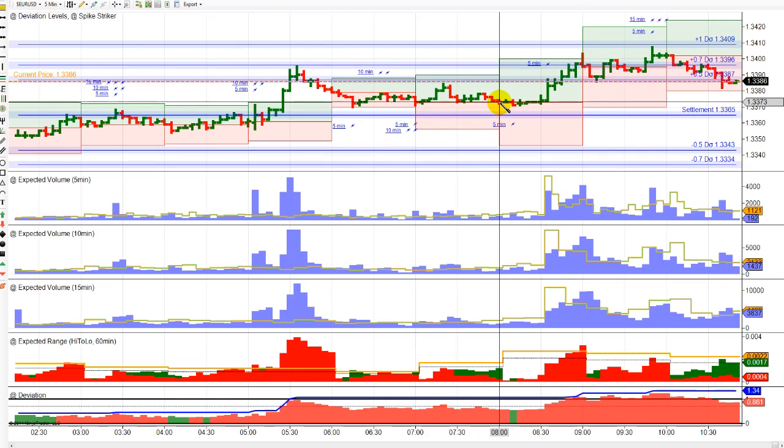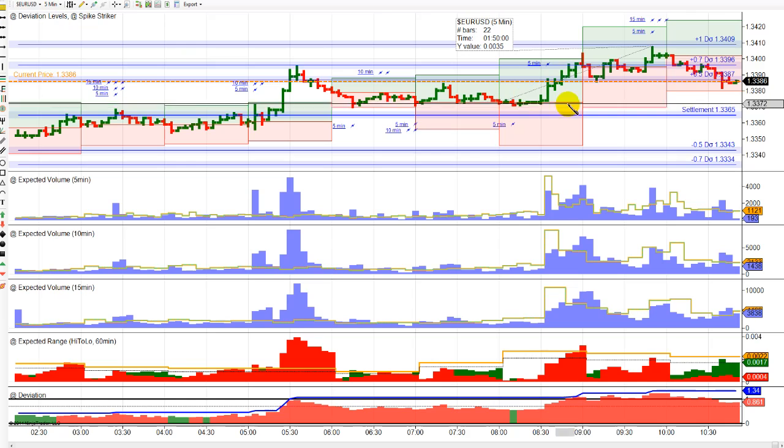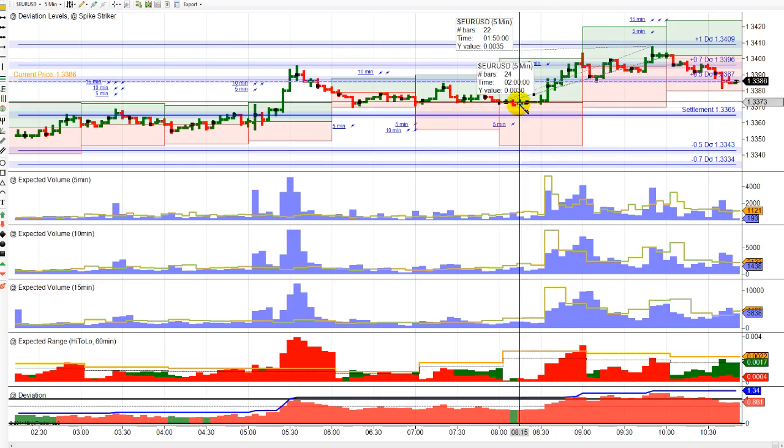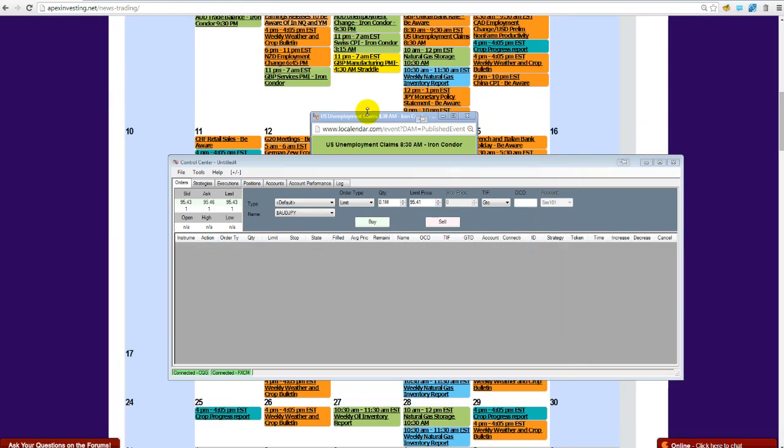Between 8 o'clock and 10, what was our biggest move? We actually had a little bigger move than normal. We had 35 pips on that. Where did it settle at? Settled at about 30. Okay? So that was actually a little bigger move. We expected it to be a 25 pip move.